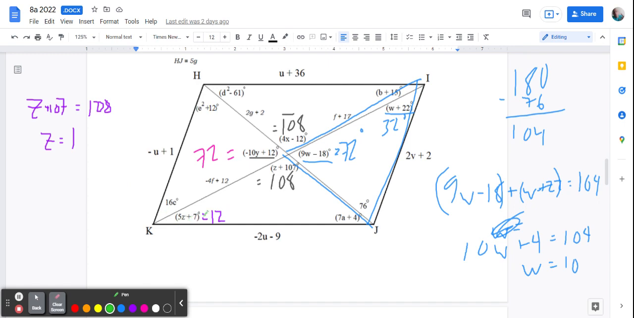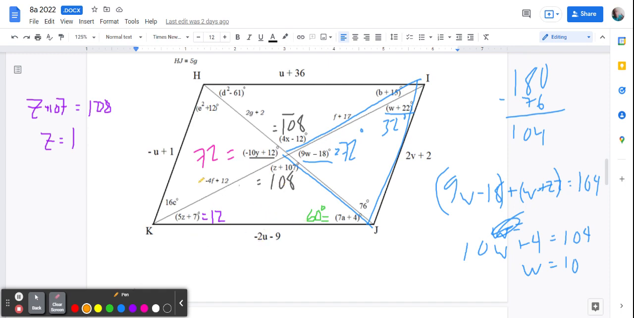So with the 5z plus 7 equals 12, the 108 plus 12 is 120 degrees, which now we have a triangle here. It's going to make that 7a plus 4 equal to 60 degrees. So the 7a plus 4 is going to be 60 degrees right there, so we can solve for a.